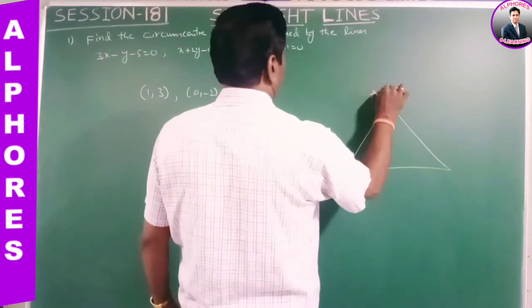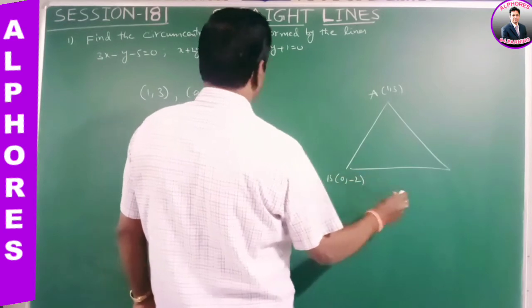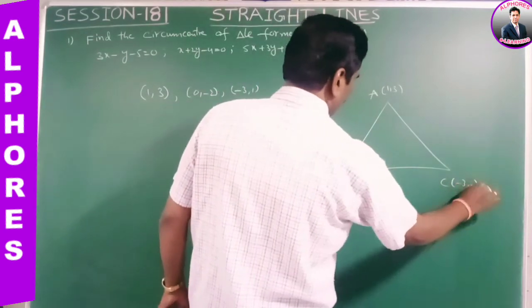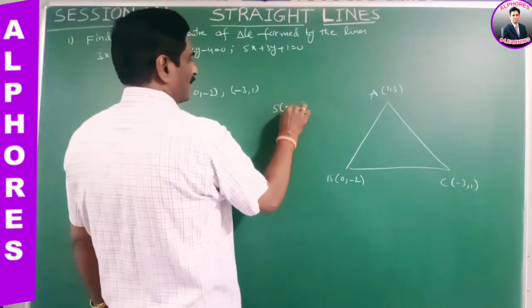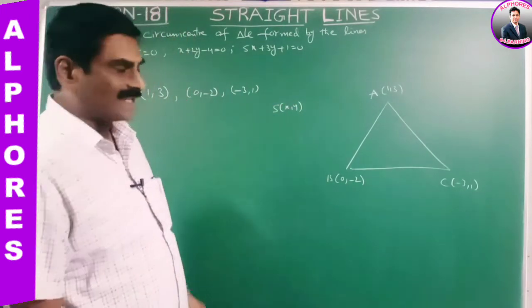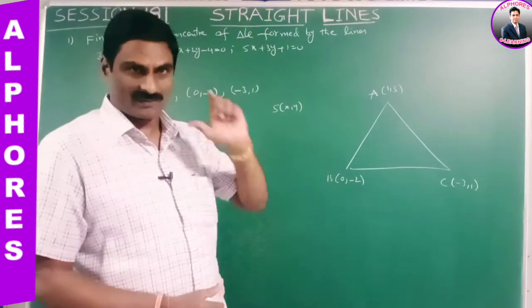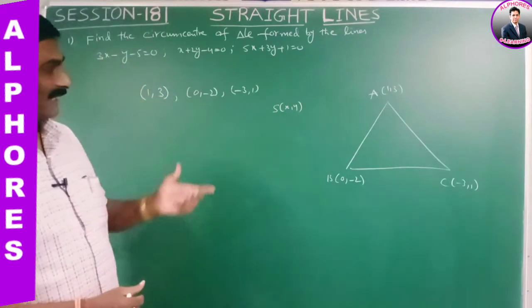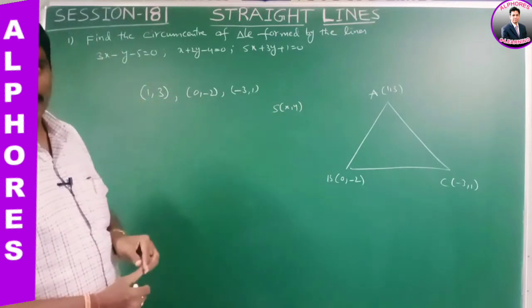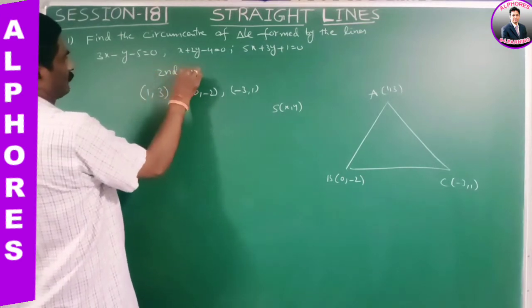Let A(1, 3), B(0, -2) and C(-3, 1) be the vertices of the given triangle. Let (x, y) be the circumcenter S. Then by using the property SA = SB = SC, we find the circumcenter S. That is the first method. Now the second method to find the circumcenter of this triangle. Please write the second method.